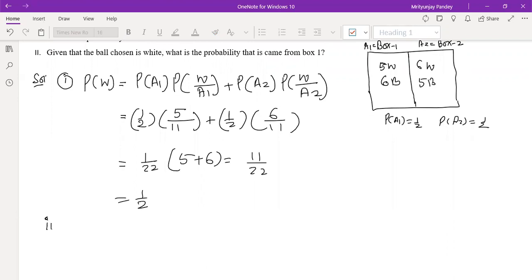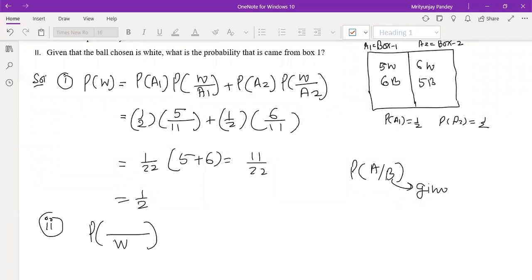Now the second part. Yes, just read the second part. Given that the ball chosen is white. This is given. So in conditional probability, you already know the given event is always written in the denominator. What is the probability of A when B is given? That means A by B. The given event always goes in the denominator. So here, given that the ball is white, that is the given event. That's why you should write white in the denominator. And what is the probability that it came from box 1? The name of box 1 is A1.